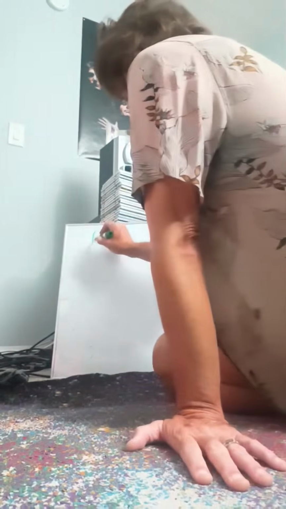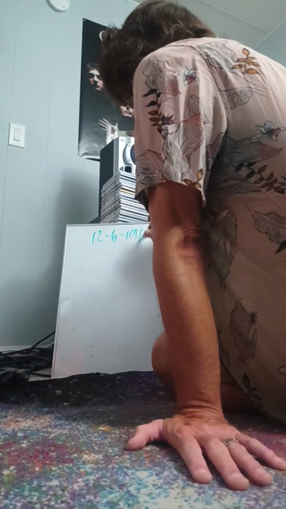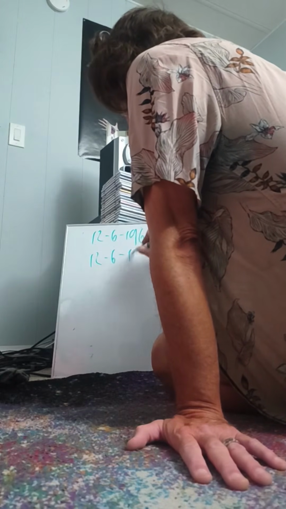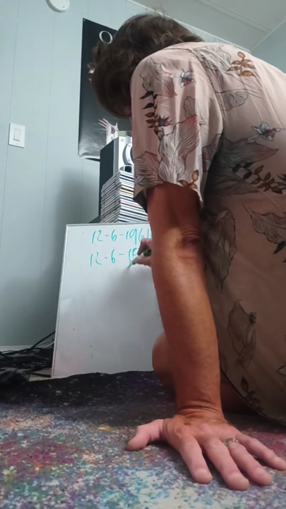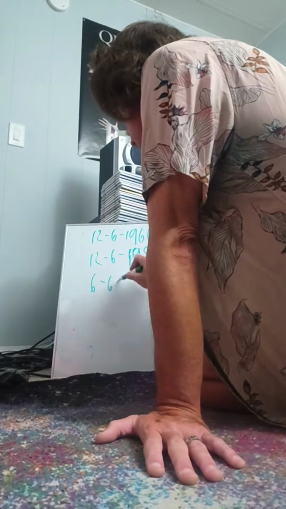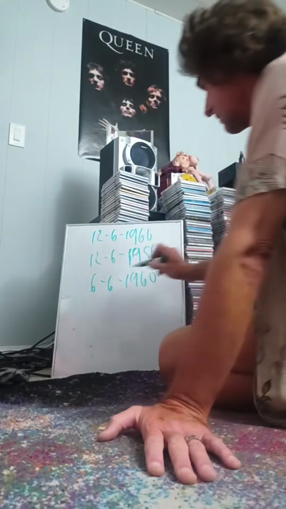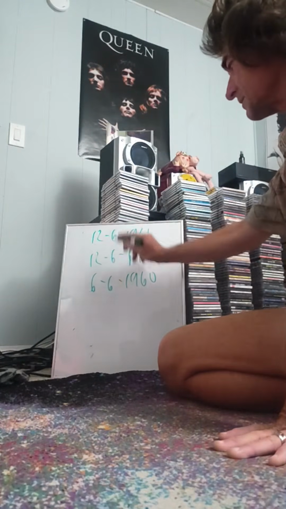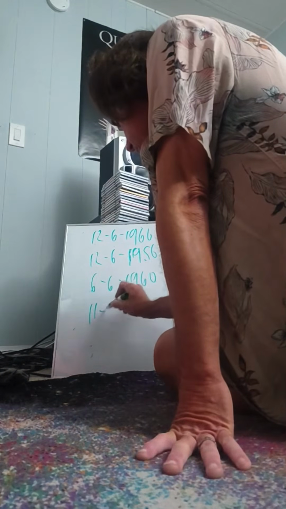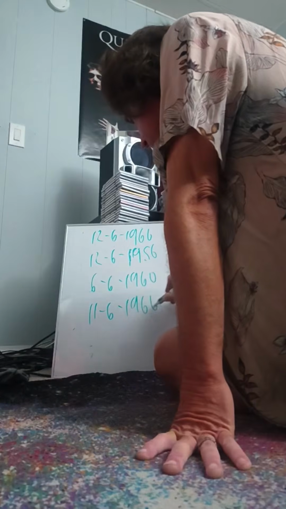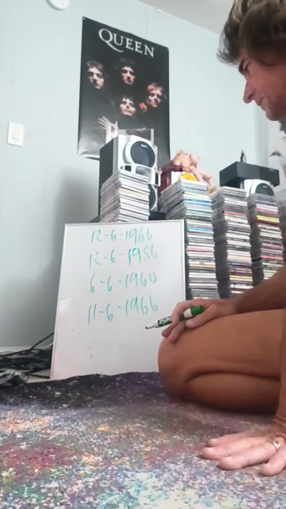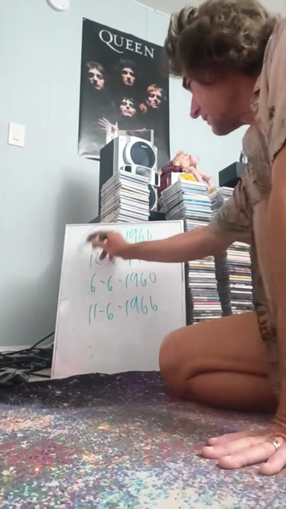My birthday is 12/6/1966. Randy Rose's birthday is 12/6/1956. That's kind of cool. We're 10 years apart. Steve Vai's birthday, 6/6/1960. So he has 666, and we're 6 months and 6 years apart. And Paul Gilbert's birthday is 11/6/1966. So we're identical, except he's 1 month before me. We still have 666 in common. And the four of us, I think that's cool.